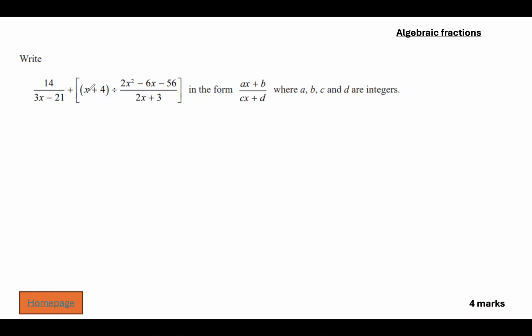All right, so guys, now this is a very interesting question because it has a mixture of a lot of techniques that you need to use. So what I would do is work out everything that's inside the square brackets over here first. And since I'm dividing, I'm going to multiply by the reciprocal or apply KFC here. So the first thing I'm going to do is just write 14 over 3x minus 21 plus x plus 4 times 2x plus 3 over.